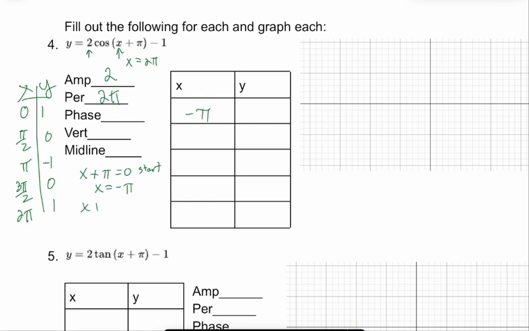The end, we're going to set equal to 2 pi. And so if we subtract a pi from both sides, our ending is at pi. Then we can fill out the x's. Remember, we're just cutting those in half and then cutting them in half again. Halfway between negative pi and positive pi is 0. Halfway between each of those is a half of a pi, one in the negative direction and one in the positive direction.